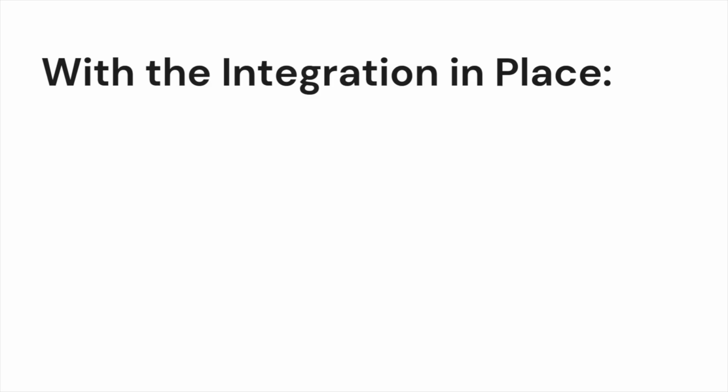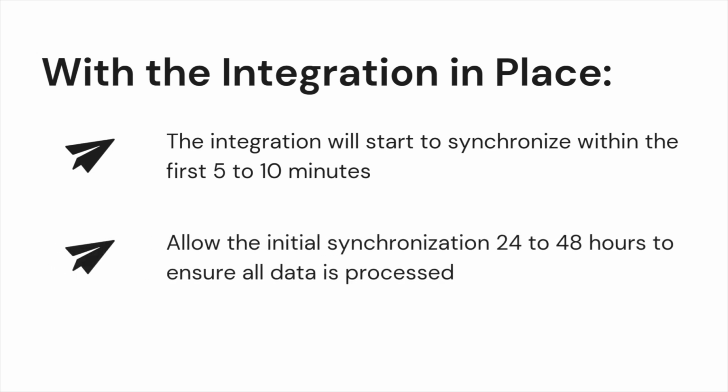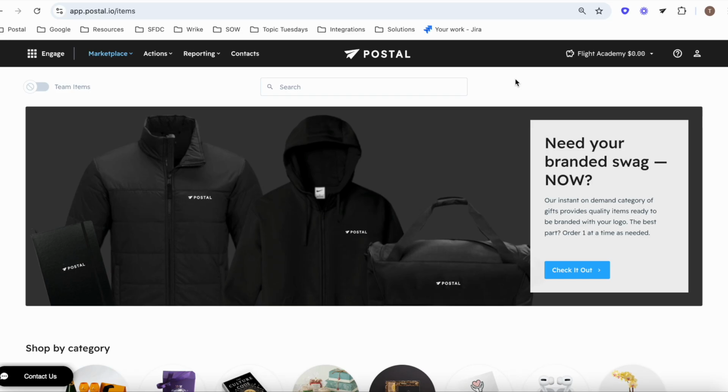With the Salesforce integration in place, you will begin to see your Salesforce Postal integration synchronize within the first 5 to 10 minutes of the connection. We ask that you give the initial synchronization at least 24 to 48 hours to ensure all data is processed over. You will begin seeing contacts populate within your Postal instance from your Contacts tab. The contact information that we sync over includes first and last name, email address, title, company, phone number, and contact owner. We query Salesforce every 15 minutes for updates on contact, lead, and accounts.